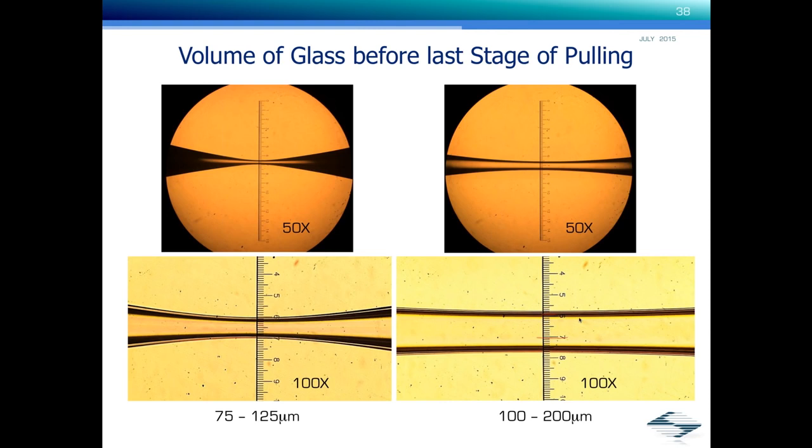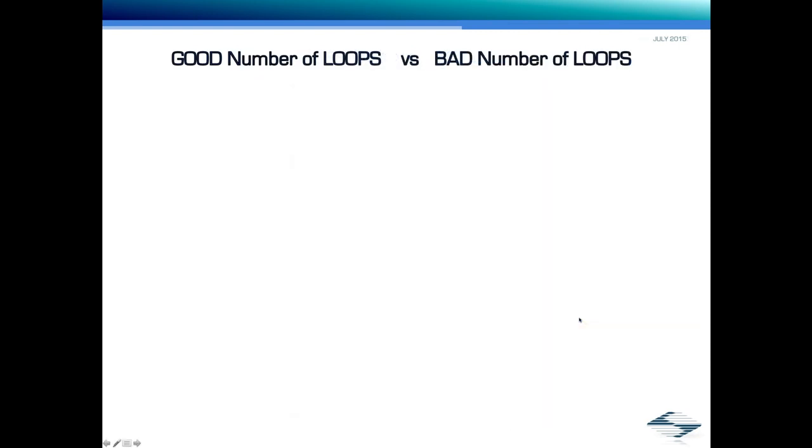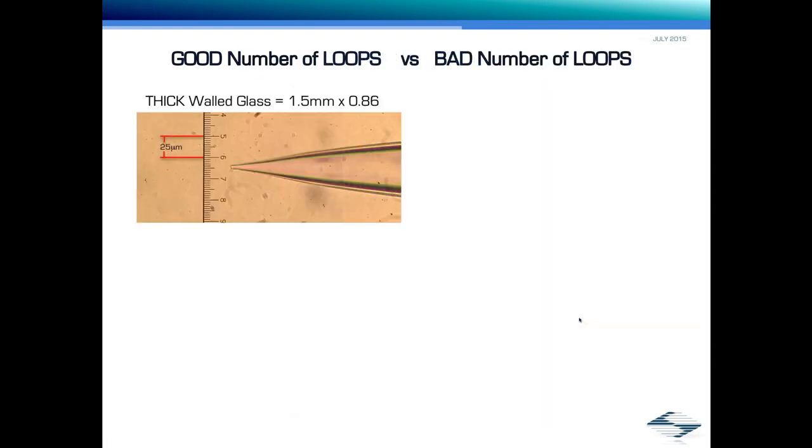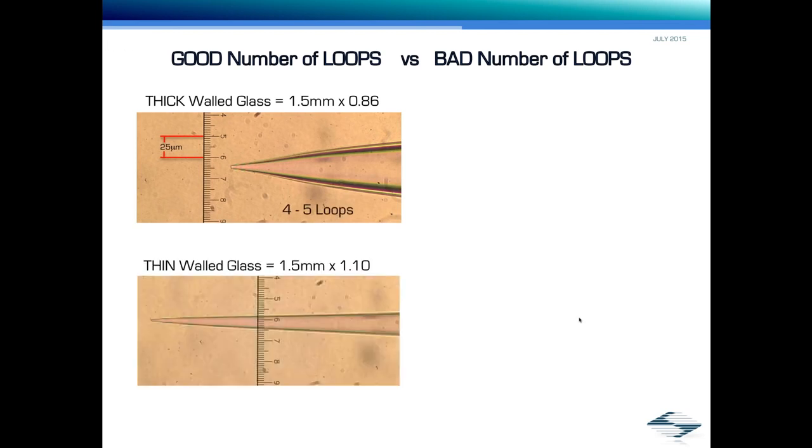If we can go over that again at some point, if you guys want to. So what's a good number of loops and a bad number of loops? With thick wall glass, you want to loop 4 to 5 times. With thin wall glass, traditionally you want to loop 2 to 3 times.